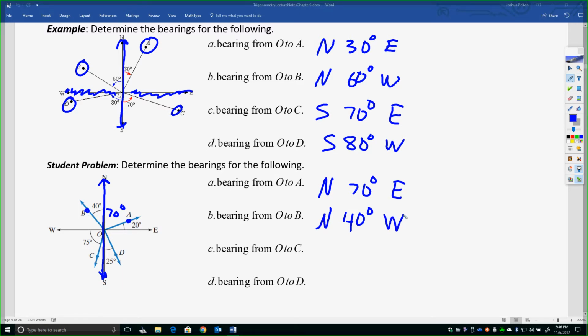Okay, next one, O to C. Going from the north-south line, I have that little angle of 15 degrees since it's 90 all the way around there. So that's south by 15 degrees west. And finally, the last one, going to D, is south by 25 degrees east. Okay, so that's the intro to bearing. Let's try some example problems now using bearing.